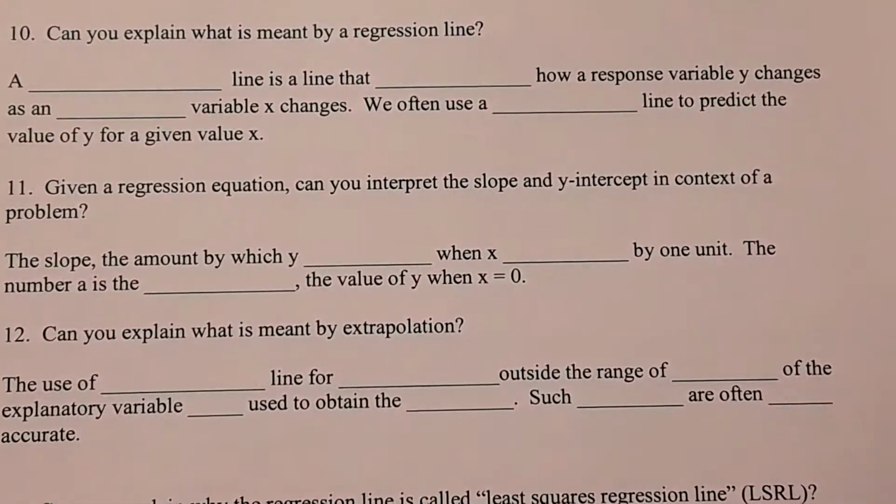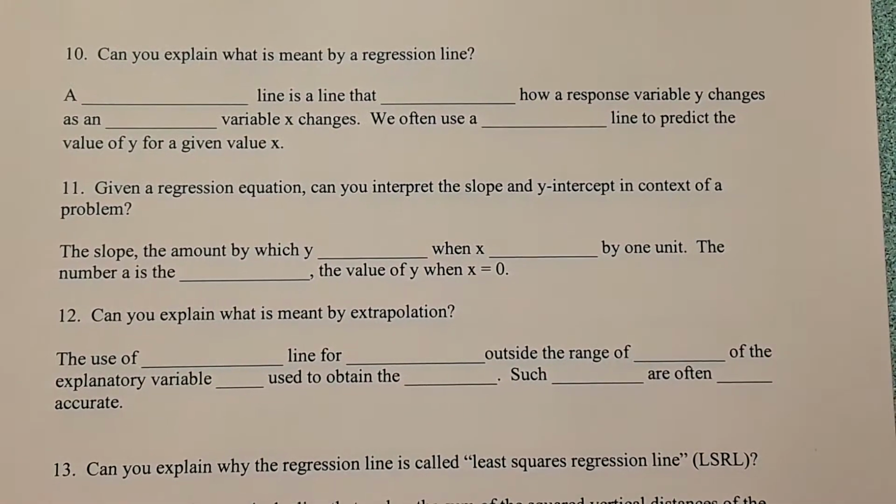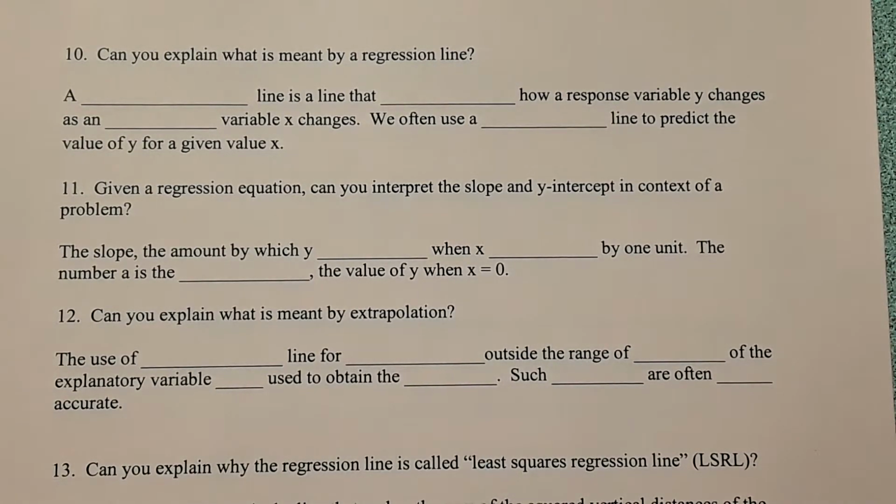We're going to talk about the least squares regression line. In the Flamingo book, this is section 3.2. In the blue book, it's 3.2. Sort of. In the Flamingo book, it's definitely 3.2. In the blue book, it's 3.2 and 3.3.